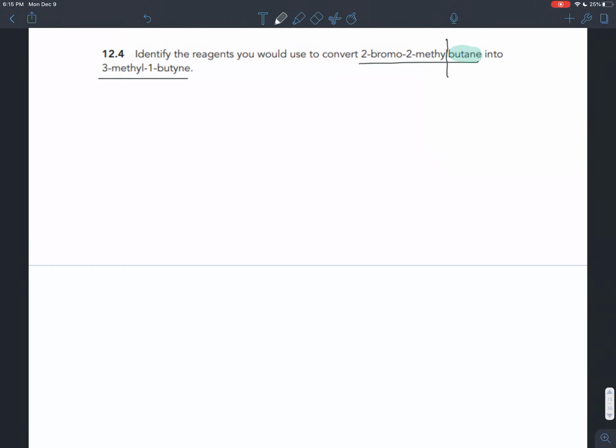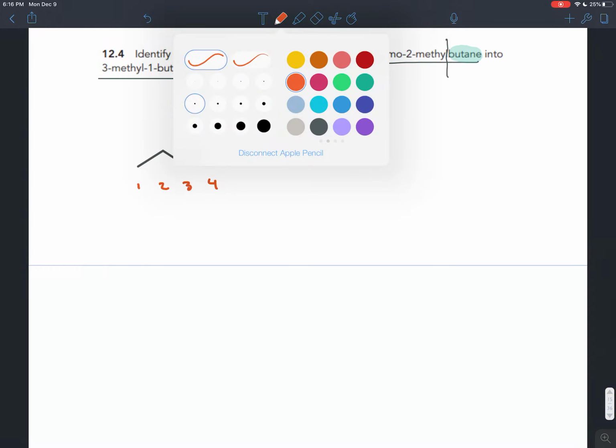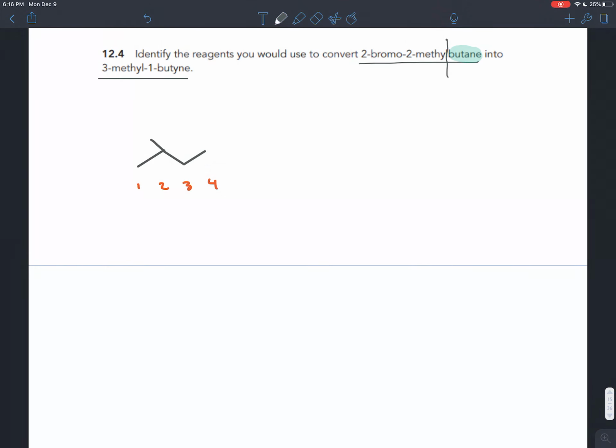We can draw that. So that's going to be 1, 2, 3, 4 carbons. That's butane. Now in carbon number 2, we're going to have a bromine. And also in carbon number 2, we're going to have a methyl group. So that's 2-bromo-2-methylbutane.